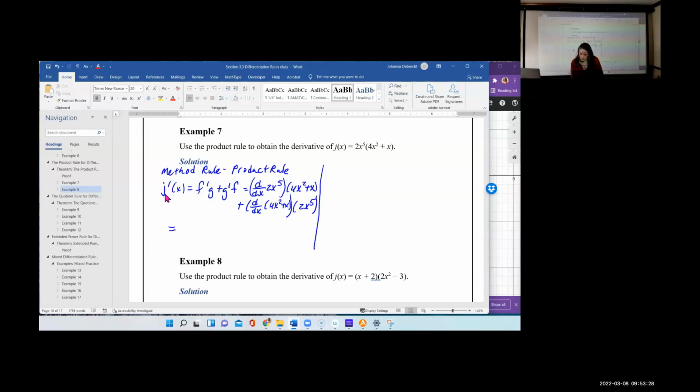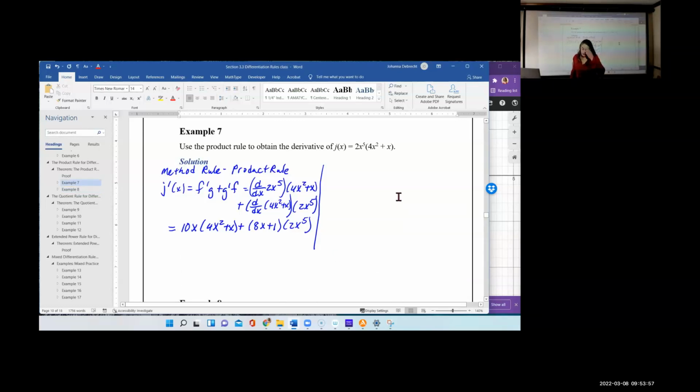So the derivative of 2x to the 5th is going to be 10x. Then I multiply by 4x squared plus x. And then the derivative of 4x squared plus x using the sum rule would give me 8x plus 1. And then I would multiply that by 2x to the 5th. And I'm going to probably need more space.